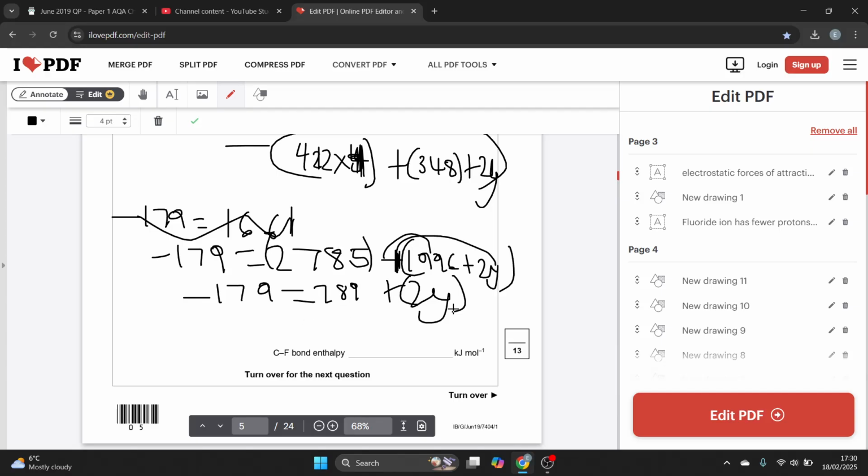And then that's also minus 1, so that's going to be minus 2y. Otherwise, if you just treat it as positive, you'll get the negative of what you're supposed to get. So you get a negative y, so plus 2y. 2y minus that, so therefore 2y is 789 plus 179, divided by 2, 484.